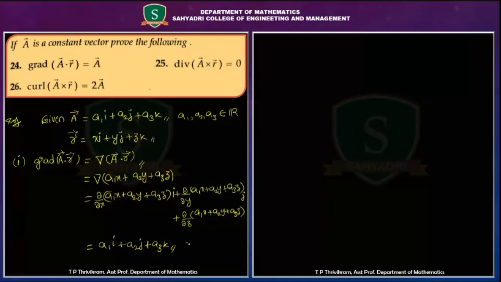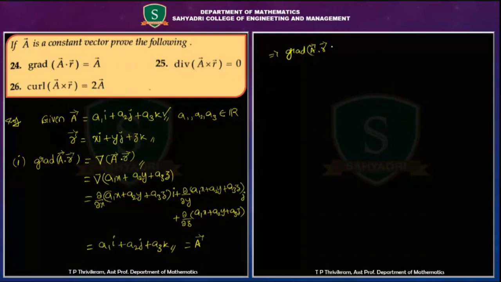So this is nothing but your a vector, which we have defined already. So the gradient of a dot r gives you the vector a. So we have proved it. Now I'll go for the second one. The second one is nothing but the divergence of a cross r. For that we first need to find a cross r.